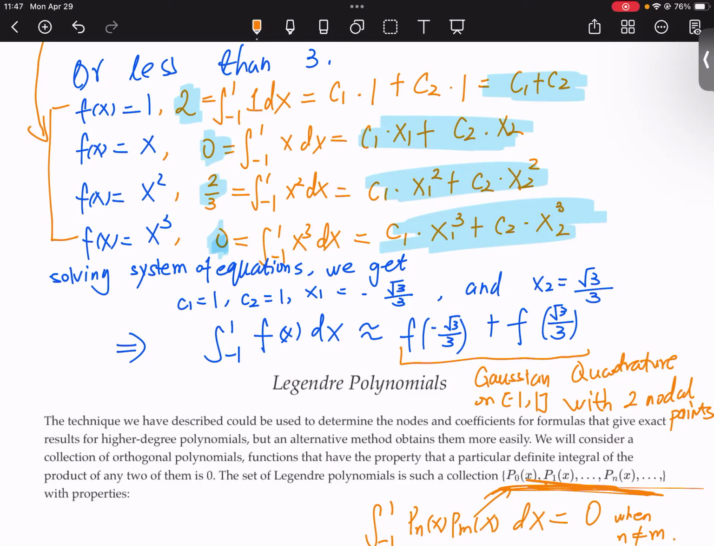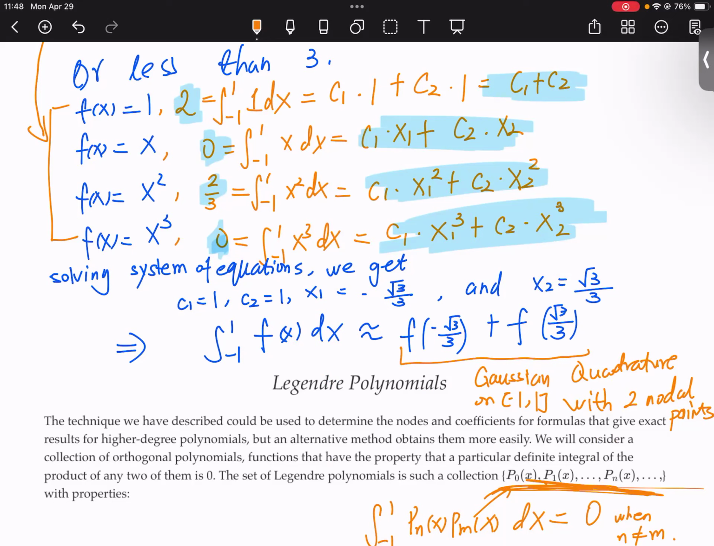We get C1 equals 1, and this is negative square root of 3 divided by 3, and this is the square root of 3 divided by 3. These are the nodes, square root of 3 over 3 and negative square root of 3 over 3, and this is the quadrature rule. C1 is here, but I just keep writing it because it is just 1. This is the Gaussian quadrature rule on the interval -1 to 1 with two nodes. Does that make sense? You can create the Gaussian quadrature rule by solving the linear system of equations.